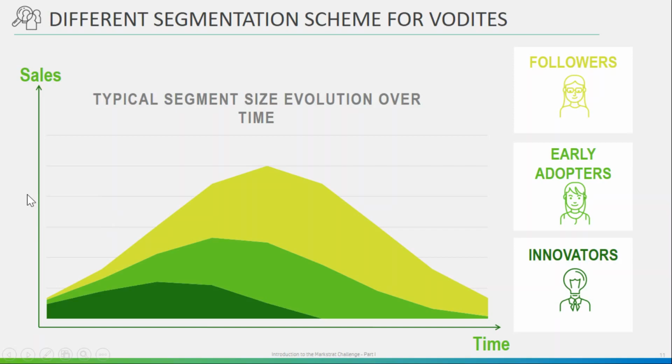Know that the segment sizes evolve over time. These are our VODITE segments: followers, early adopters, innovators. A little bit different than the SONITE market, and just know that the sizes evolve over time, and this is also true in the SONITE market. So you have reports where you'll be able to track those growth numbers.